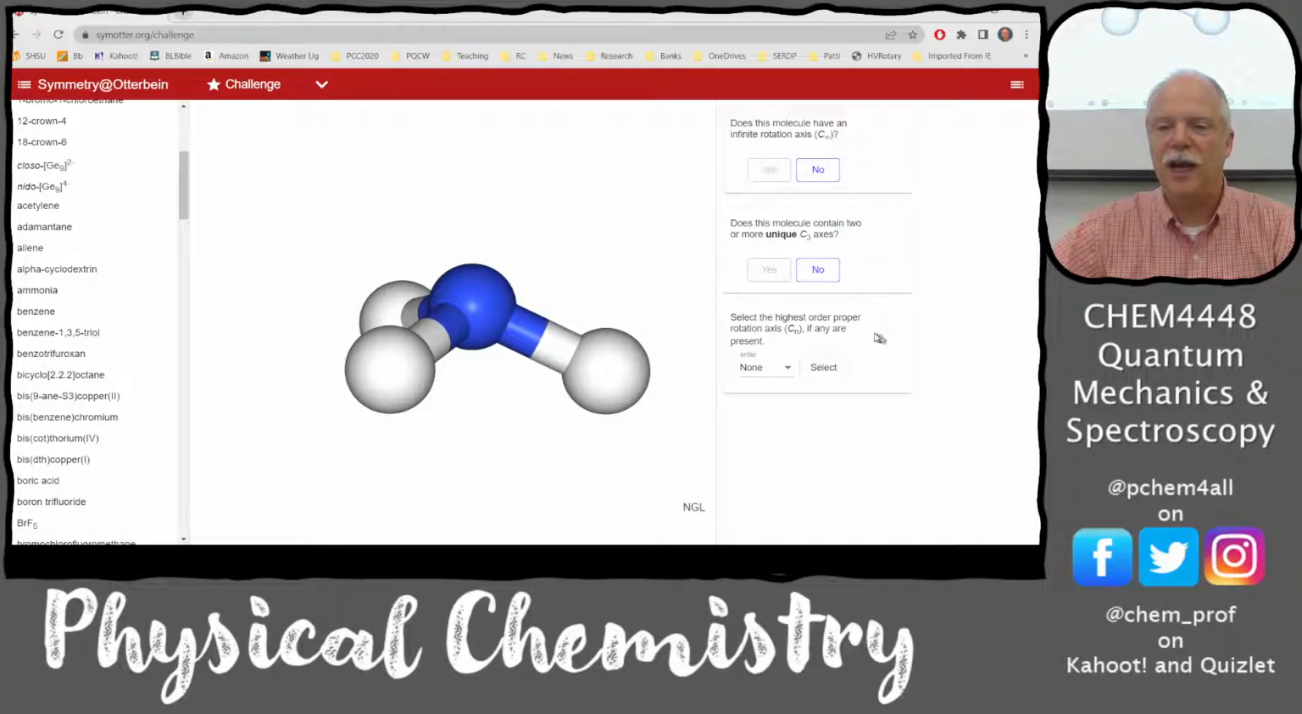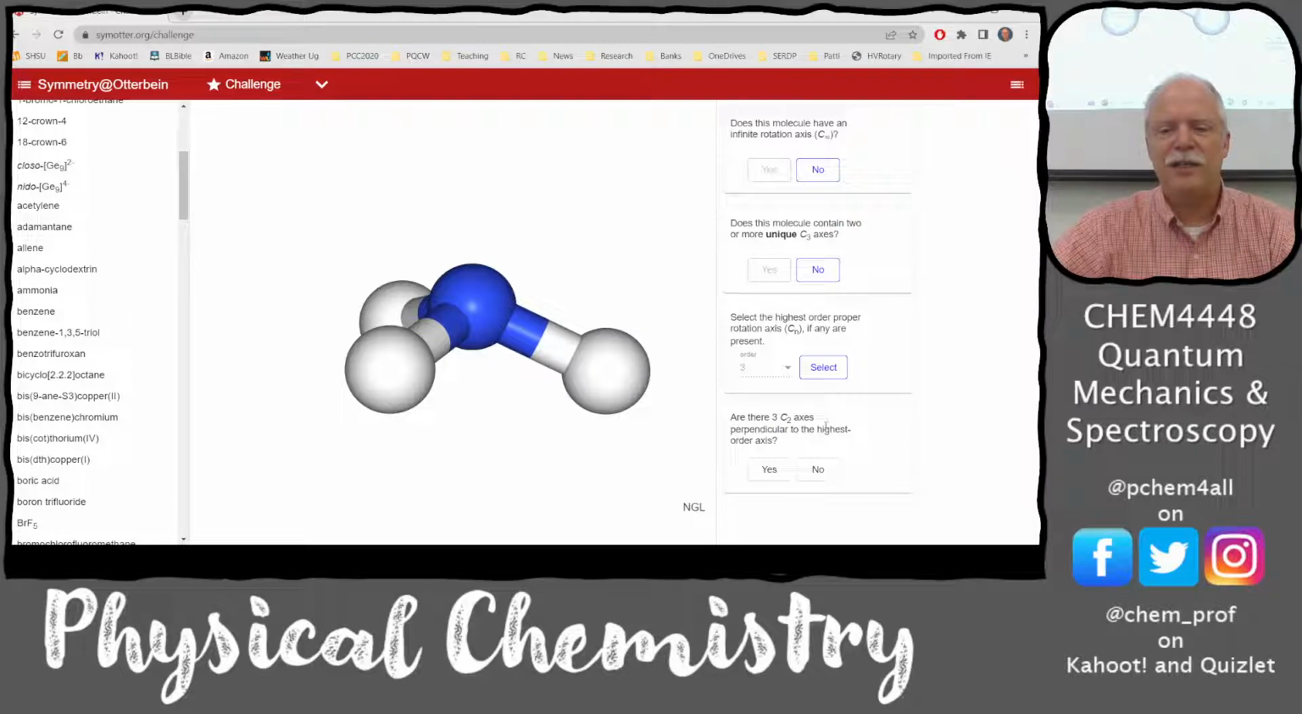So then select the highest order proper rotation axis if there are any present. I'm looking at this, I see a C3 axis, so I'm going to pick a C3. So I'm going to come in here and do 3. Okay. So I'm looking at that axis that comes through the nitrogen, and I'm going to hit select. They've added some extra features to this flowchart.